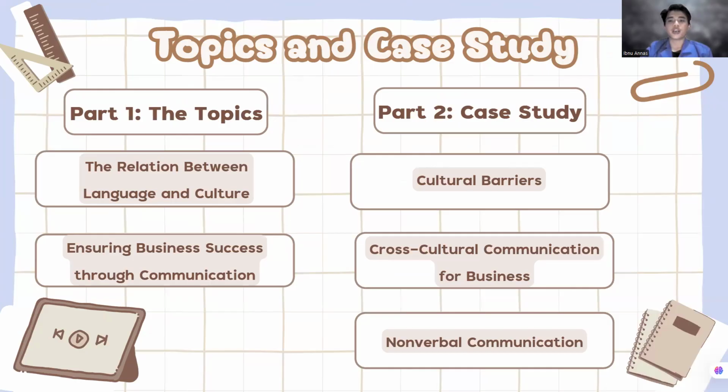We have two parts: the topics and the case study. For part one, we will talk about the first topic, the relation between language and culture, and ensuring business success through communication. In the second part, it's about solving the case study: culture barriers, cross-cultural communication for business, and non-verbal communication. So let's head to the first part.